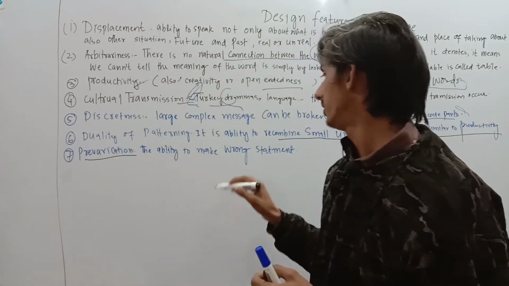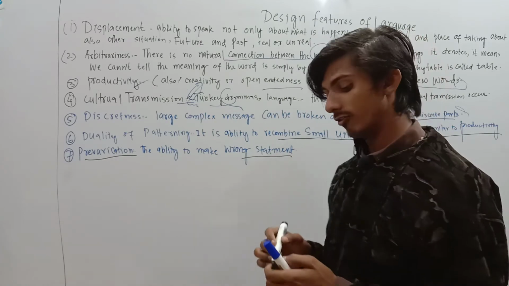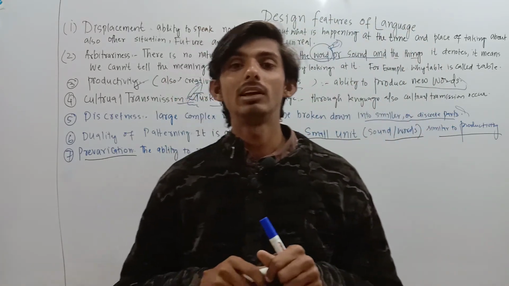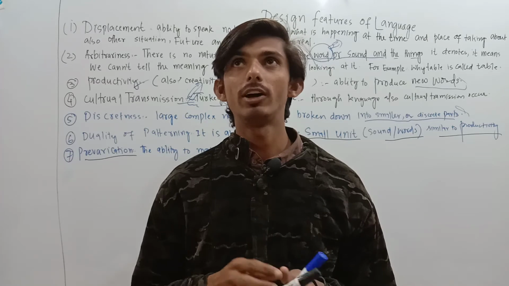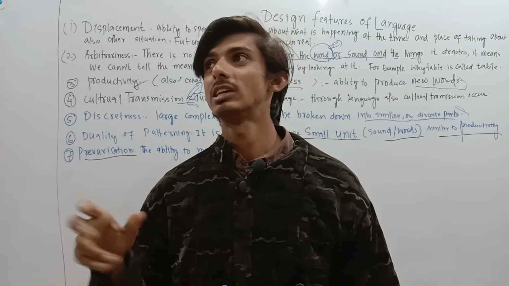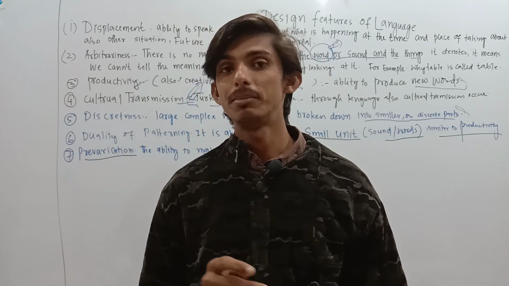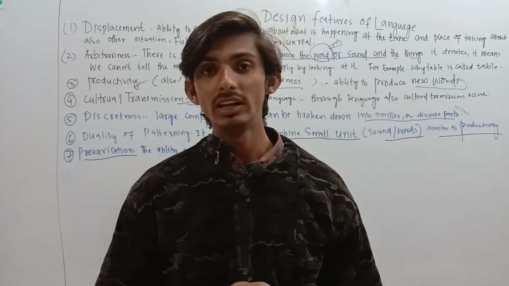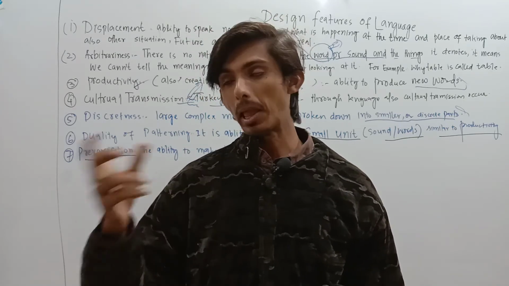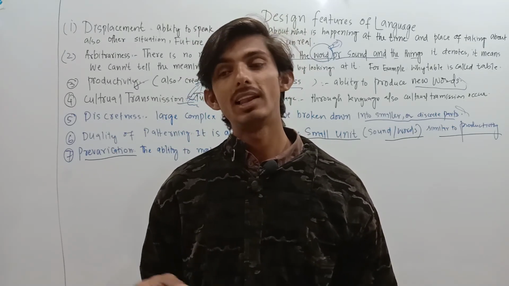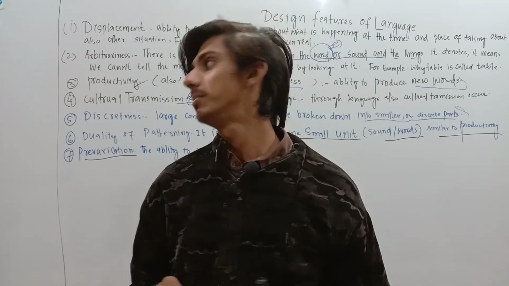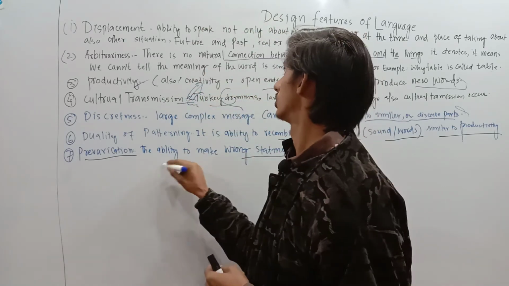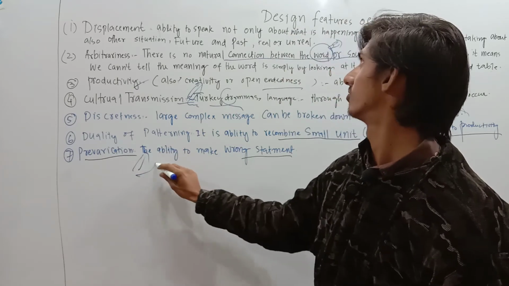And there is prevarication: the ability to make a false statement. For example, on some occasions, in some events, we tell a lie. This is the ability of human beings to tell a lie or make a false statement. This is prevarication. This is also a design feature of language.